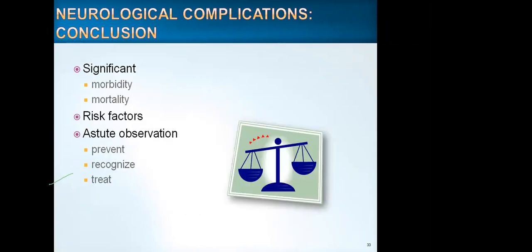In neurological events there is a lot of chance of morbidity and mortality, so there are high risk factors. Generally, we can prevent many of these things. Early recognition is very important, and we have to treat promptly. Thank you.